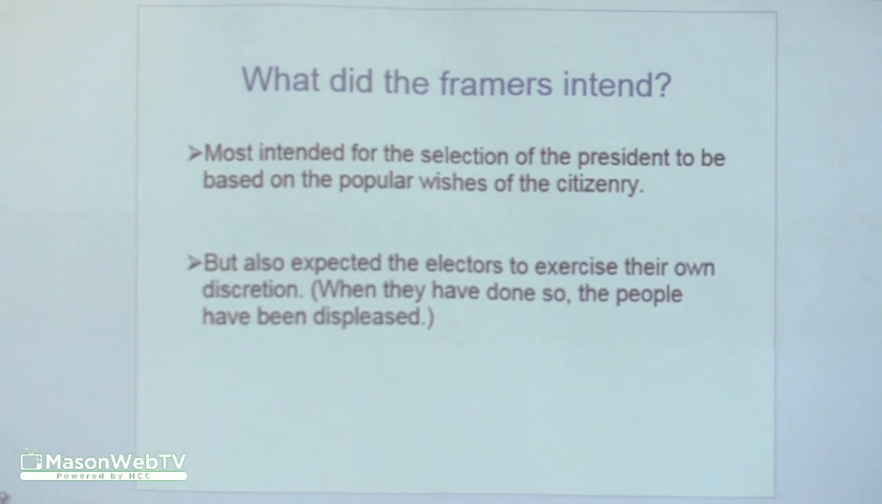However, there is some evidence that they also expected the electors to exercise their own discretion as a bulwark against corruption and bias. But the electors have almost always acted as a rubber stamp on the votes of the people, with very few exceptions. And in those instances where an elector voted differently than the state, they were met with a great deal of anger and protest. The people expect the electors to be a rubber stamp on the will of the people and have never been interested in them exercising their own discretion.